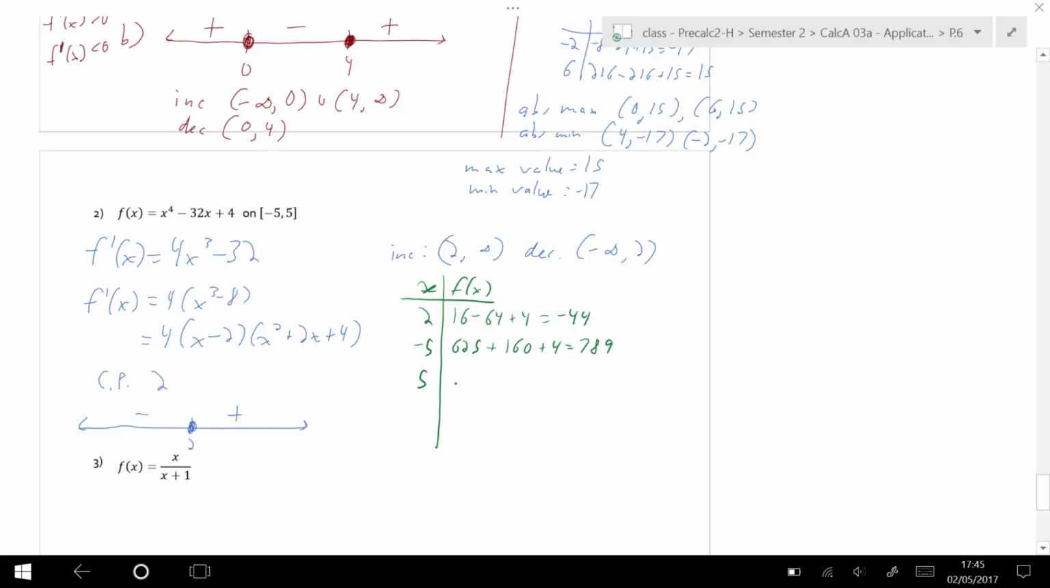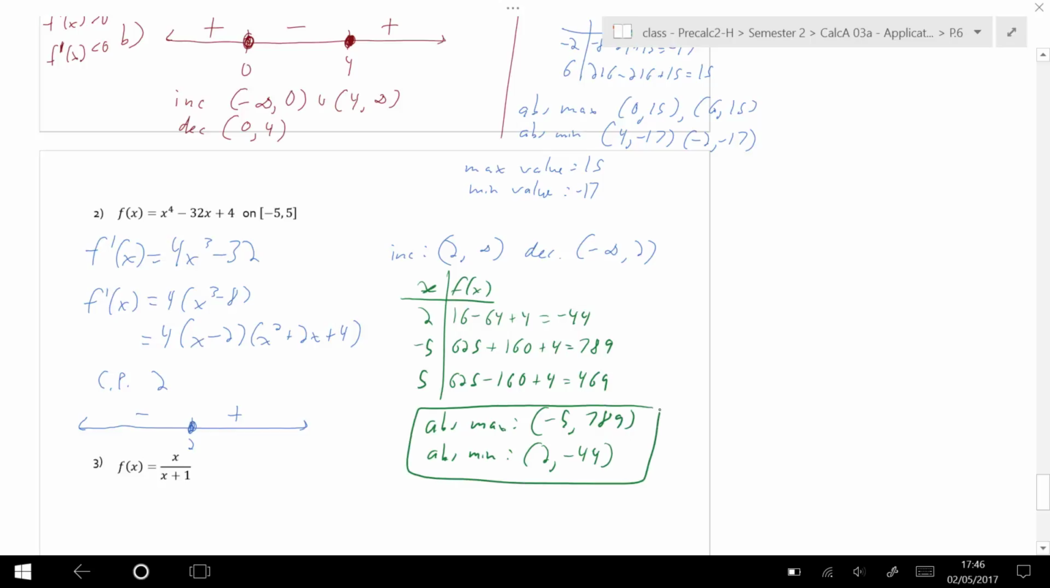And then 5 plugged in here is going to be 625 minus 160 plus 4. So that's 62 minus 16 is 46, so 469. And then finally, my absolutes. If I look at an absolute max and an absolute min, my absolute max occurs at -5, 789, and my absolute min occurs at 2, -44. So my absolute max was an endpoint, but my absolute min was a turning point.